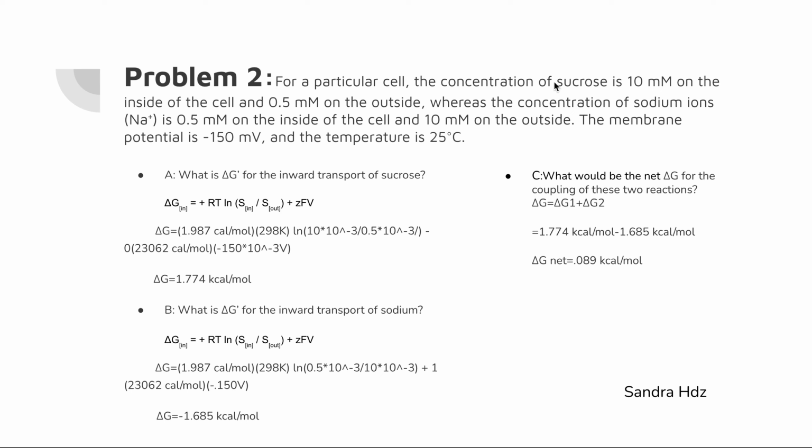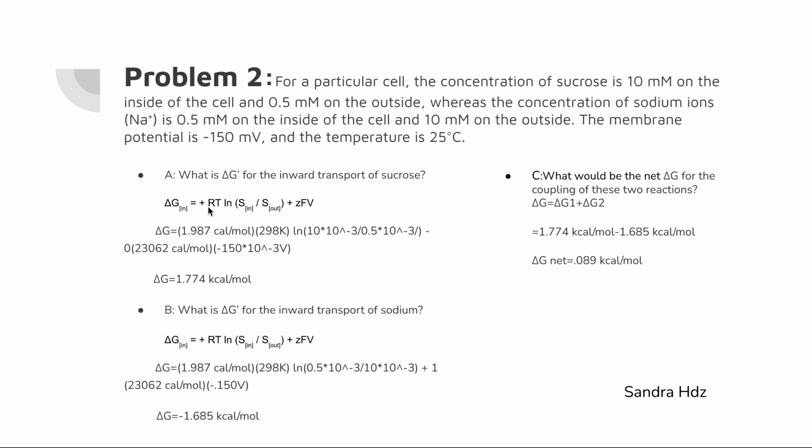For a particular cell, the concentration of sucrose is 10 micromoles on the inside of the cell and 0.5 micromoles on the outside, whereas the concentration of the sodium ions is 0.5 micromoles on the inside of the cell and 10 micromoles on the outside. The membrane potential is negative 150 millivolts, and the temperature is 25 degrees Celsius. First question, what is the delta G for the inward transport of sucrose?